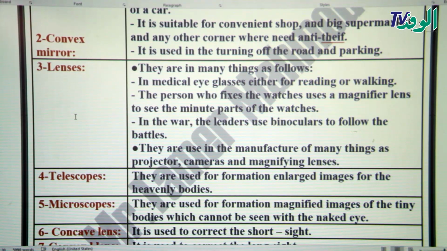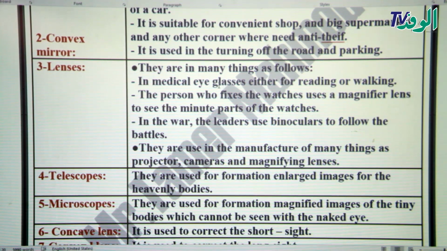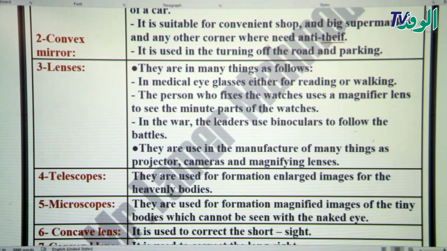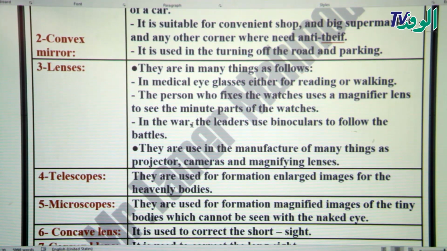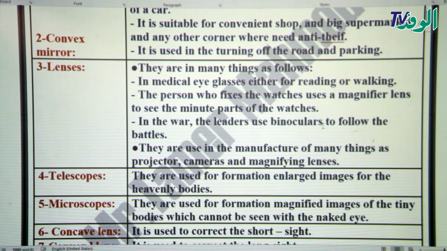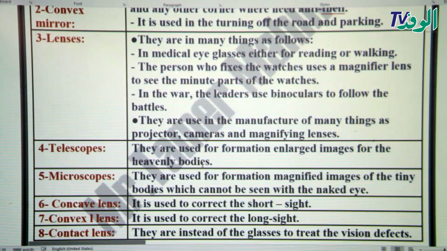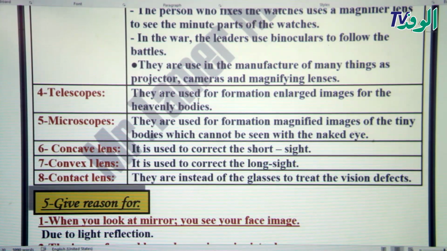Generally, what are the uses of lenses? There are many uses, such as, number one, medical eyeglasses, either for reading or walking. Number two, the person who fixes watches uses a magnifier lens to see the minute parts of the watches. Also, in war, the leaders use binoculars to follow the battles. They are also used in manufacturing many things such as projectors, cameras, and magnifying lenses.